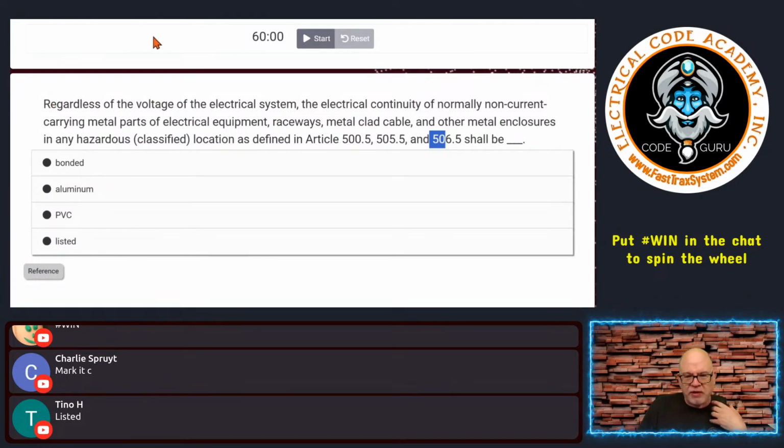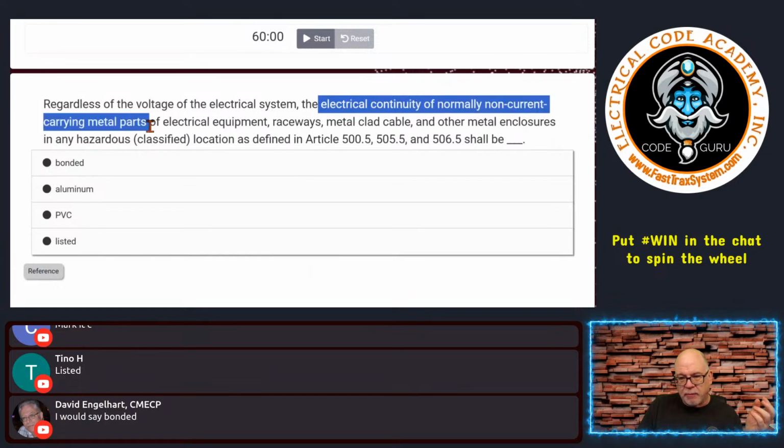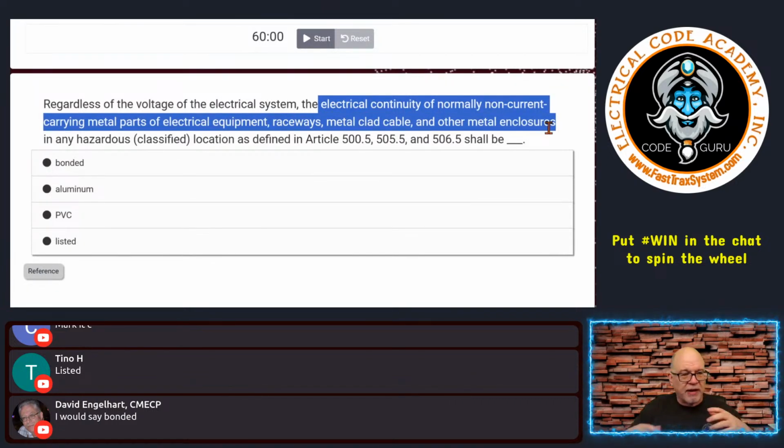If I look at this question, we already know that they all have to be listed, right? But when I see a question like this and it starts saying stuff like electrical continuity of normally non-current carrying metal parts, raceways, and all this kind of stuff, this draws me out. And granted, I'm a grounding and bonding guy. I'm code panel 5. I focus on this stuff a lot. But when I look at this, I think all of this stuff has to be listed anyway. What does aluminum have to do with it? What does PVC? PVC is not conductive. That's a no-brainer. So on an exam, I increase my odds by throwing out PVC.